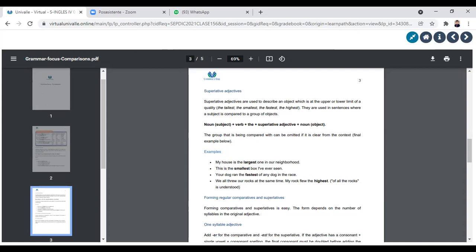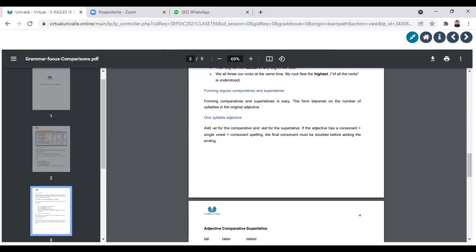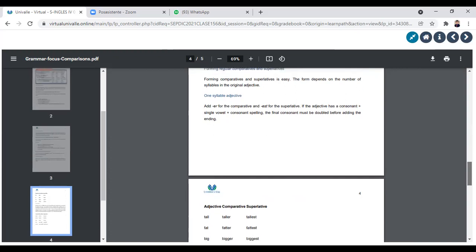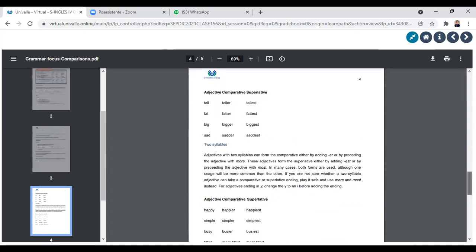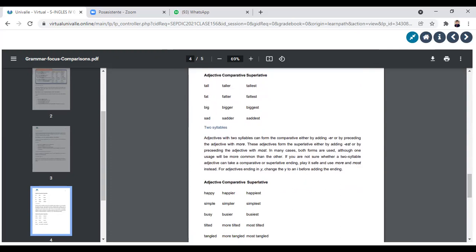Forming regular comparative and superlative. Forming comparative and superlative is easy. The form depends on the number of syllables in the original adjective. One syllable: we're just going to add ER for the comparative and EST for the superlative. If the adjective has a consonant plus single vowel plus consonant spelling, the final consonant must be doubled before adding the ending. Adjective, comparative, superlative: tall, taller, tallest; fat, fatter, fattest; big, bigger, biggest; sad, sadder, saddest.